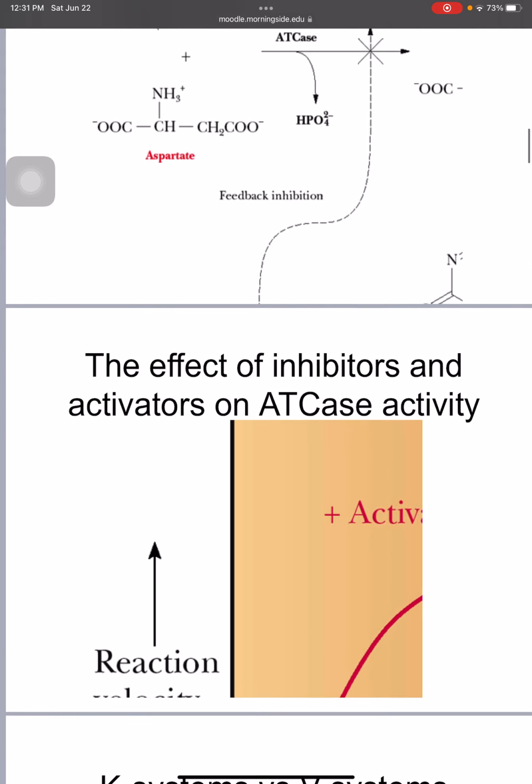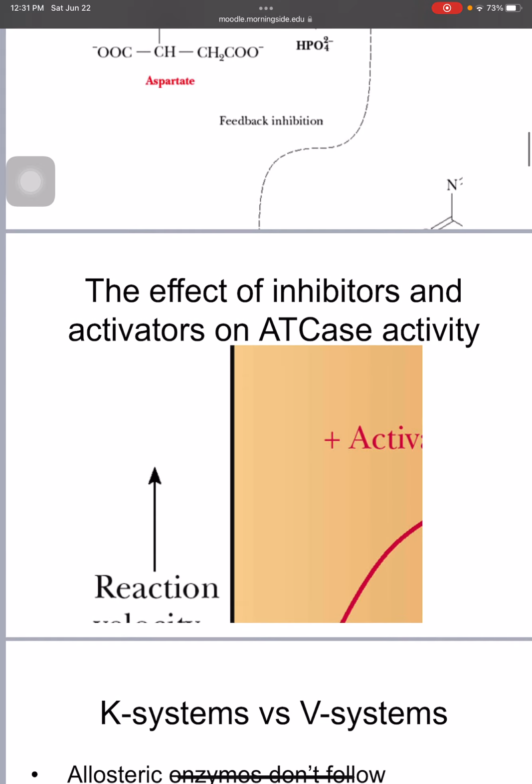Okay? And again, you can't really see this picture very well, but again, refer to the one in your book or on your computer. So if you look at the effect of inhibitors and activators on ATCase activity, and this is a kinetics curve, right? So we already said previously that the normal kinetics curve for ATCase is sigmoidal. It's definitely not Michaelis-Menten, right?